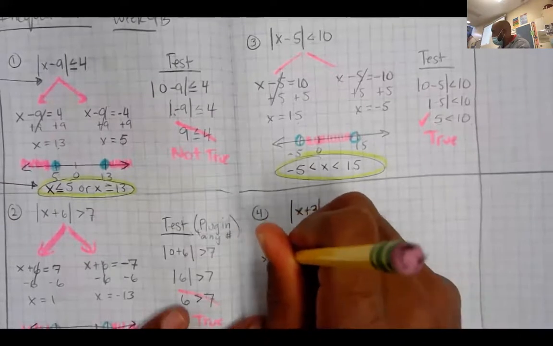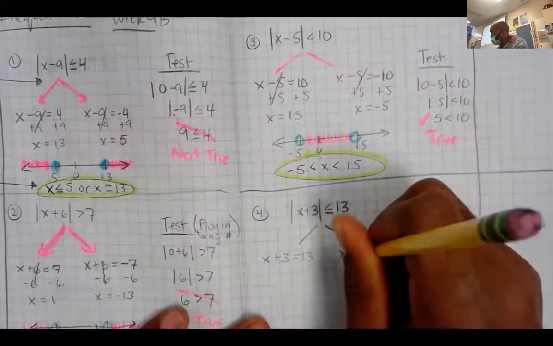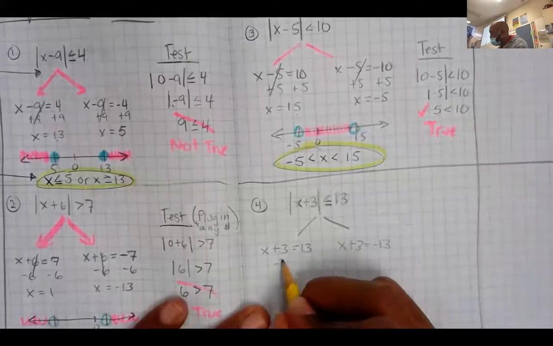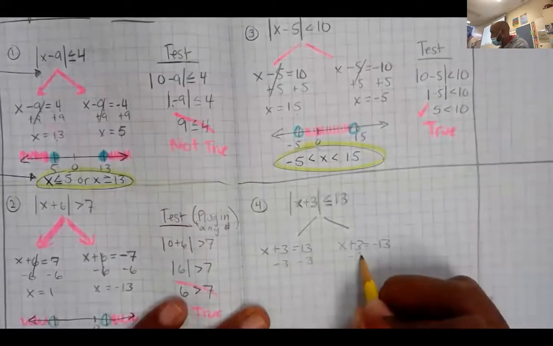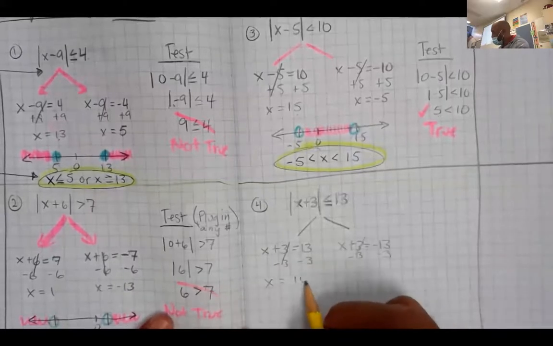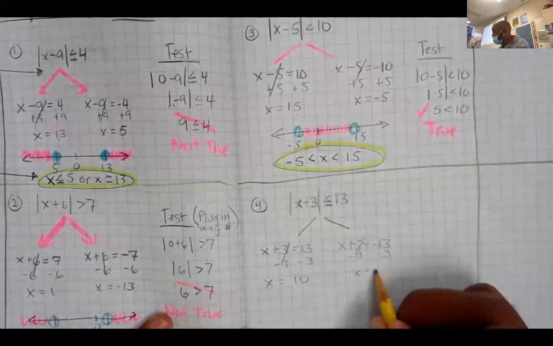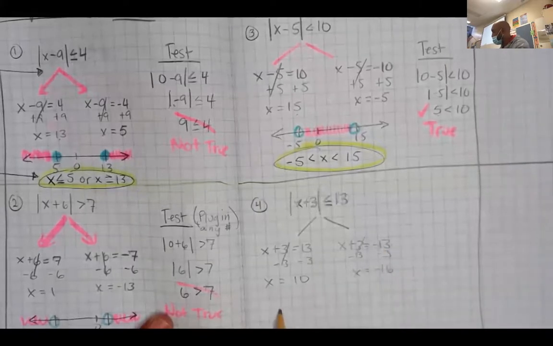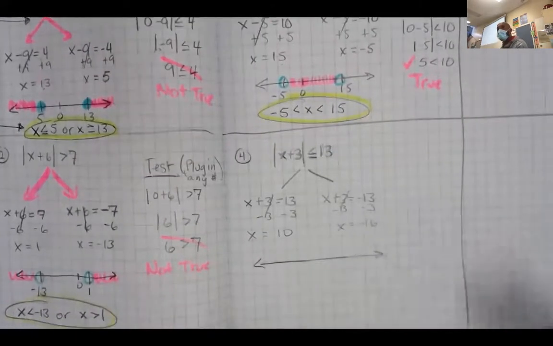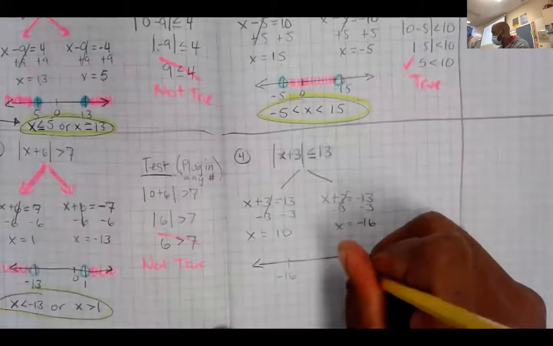So again, split it. Equals 13. x plus 3 equals negative 13. I'm going to subtract 3 from both sides, here and there. I get x equals 10. Here I get negative 13 minus 3, negative 16. And again, I put those two numbers on the number line. So negative 16 is smaller and 10 is larger.